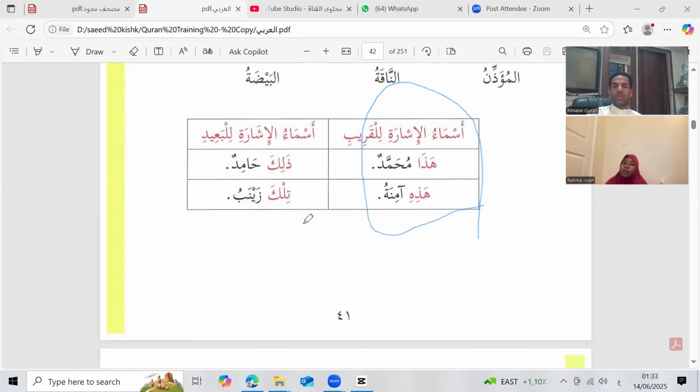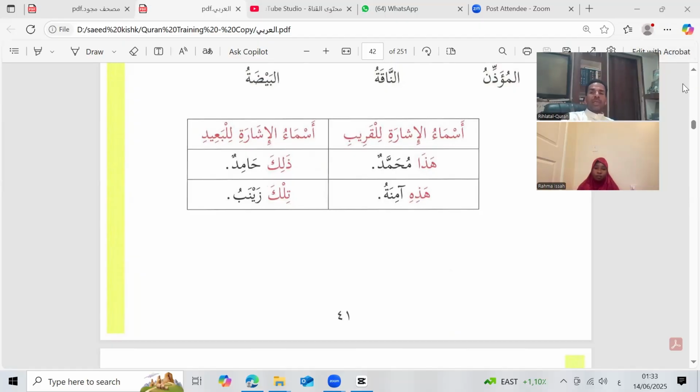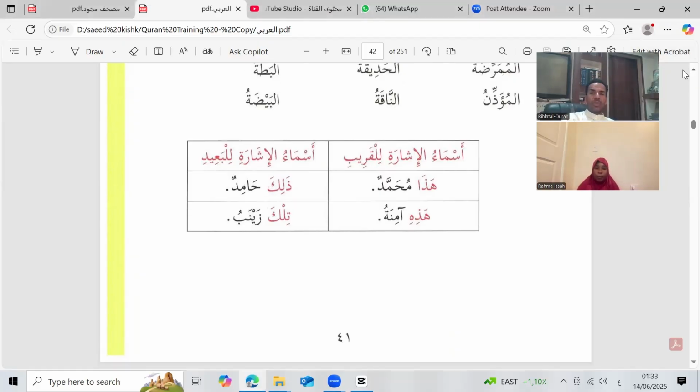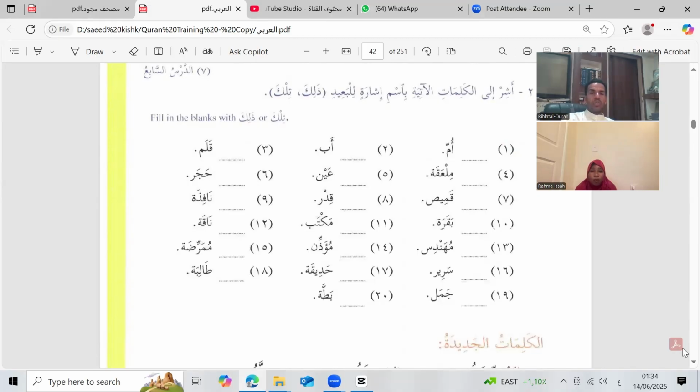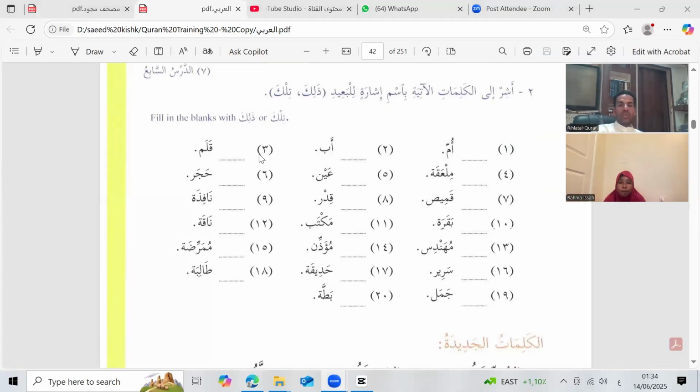What about for far? What should we use? ذلك and تلك. What is the difference between ذلك and تلك? ذلك is for masculine and تلك is for feminine. Exactly. That's why, for example, if you take a look at this exercise, number 1 and number 2, Umm and Abb. Which one shall we use, ذلك or تلك? Number 1 is تلك. Why? Because it's feminine. Because mother is feminine.